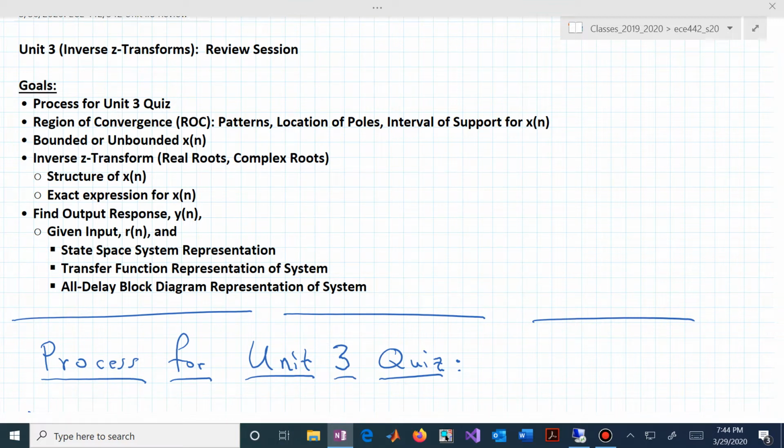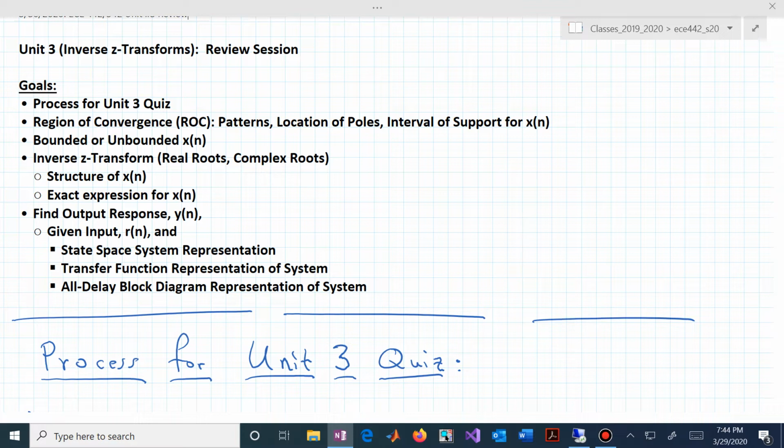What are the patterns, the location of the poles relative to those patterns, and the interval of support for x of n, or when is x of n defined for what values of lowercase n. Is x of n bounded or unbounded? And how do you compute inverse Z transforms when you have real roots or complex roots? And maybe you're asked for the structure of x of n, or maybe you actually have to find the partial fraction expansion coefficients and produce the exact expression for x of n. You need to be able to do both of those.